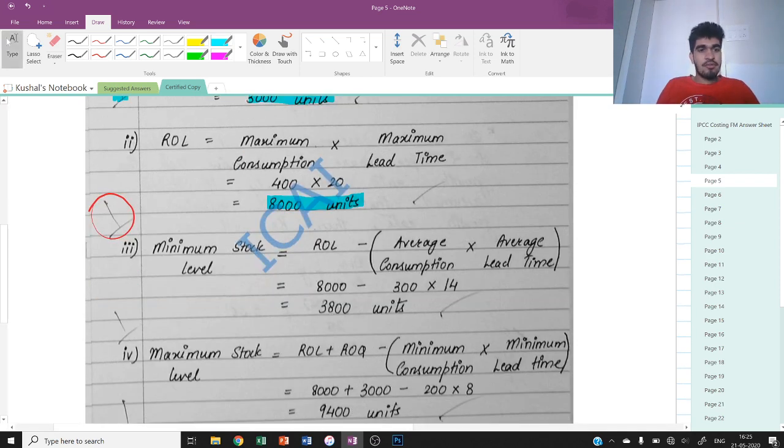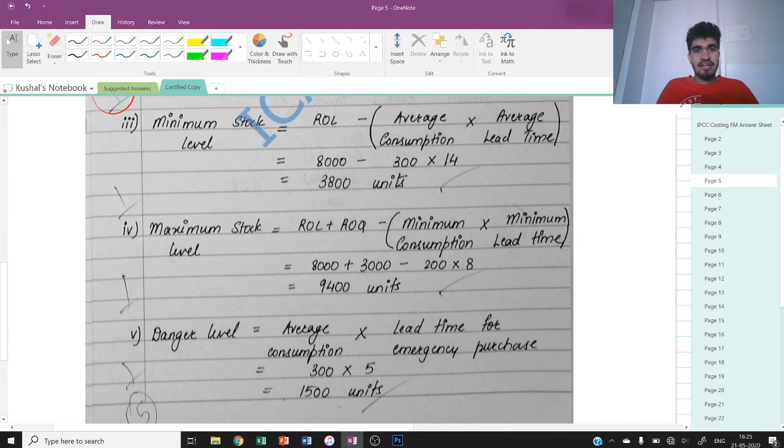Minimum stock level. This formula for minimum stock level is what? Reorder level minus average consumption into average lead time. We are assuming that on an average, how much consumption into lead time is taking place, we subtract from the reorder level to get the minimum stock level. This is the minimum stock level that we should have. Okay, reorder level is 8000 units minus average consumption into average lead time is also given in the question, and the answer to this is 3800 units.